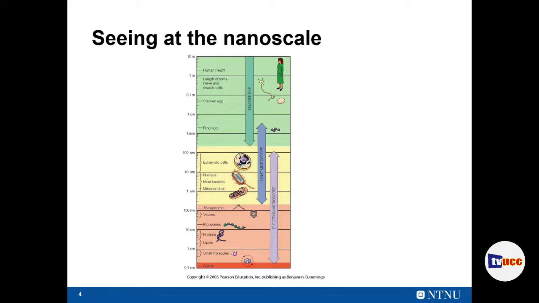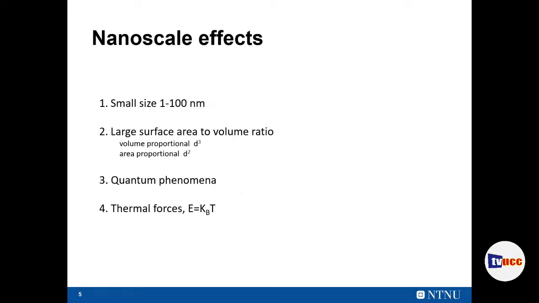And when we work in the nano range, other kinds of effects become important. Because of the small size, we have a large surface to volume ratio. As you know, the volume goes proportional to the diameter to the power of 3, while the area goes to the power of 2, or square. So it's a large surface to volume ratio.